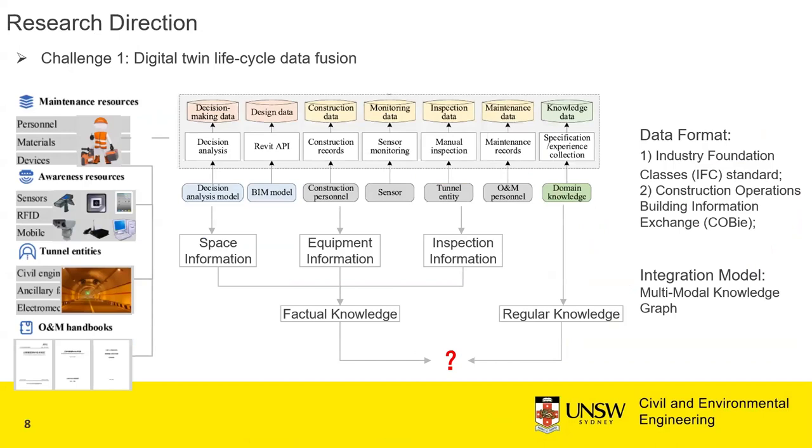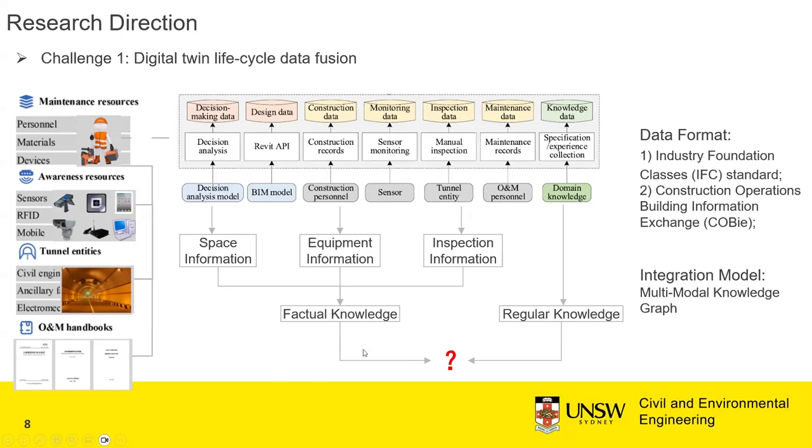So let me summarize some of the challenges we are trying to deal with. The first one is the digital twin lifecycle data fusion, because in the life cycle of the infrastructure, there are different kinds of data. For example, we have data from experts or workers, data sampled by different sensors, and not just from the infrastructure itself, but also maybe from industry standards. How can we deal with so many different kinds of data and integrate them all together? That's a big problem.